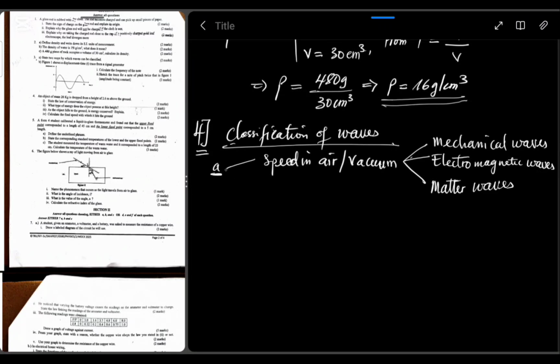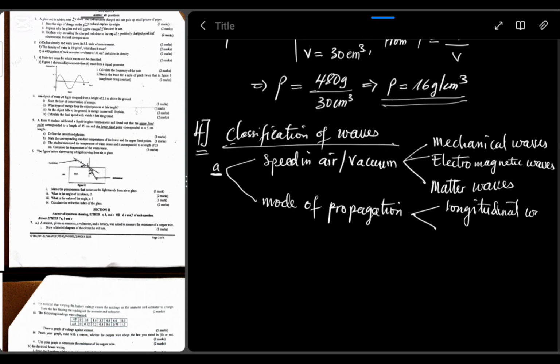Okay, now the second scheme of classification, we have waves can be classified based on their mode of propagation. Here we have 2 classes of waves. Here we have longitudinal waves, which are waves in which the vibrations of the particles of the medium are parallel to the direction in which the wave is traveling or propagating.